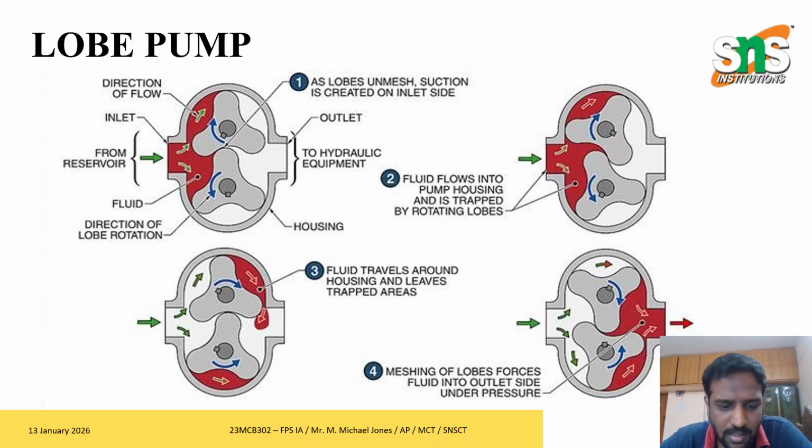Then the lobe pump working principle is shown here. As the lobes rotate, the fluid is trapped between the lobes of the pump and the casing. When the lobes unmesh on the inlet side, a vacuum is created, allowing the fluid to enter the pump. Then the trapped fluid is carried around the casing and discharged when the lobes mesh again. As I said earlier, it works exactly like an external gear pump, but the lobes do not mesh with each other. That is the major reason why lobe pumps are capable of handling high viscosity fluids, and they are much quieter in operation.